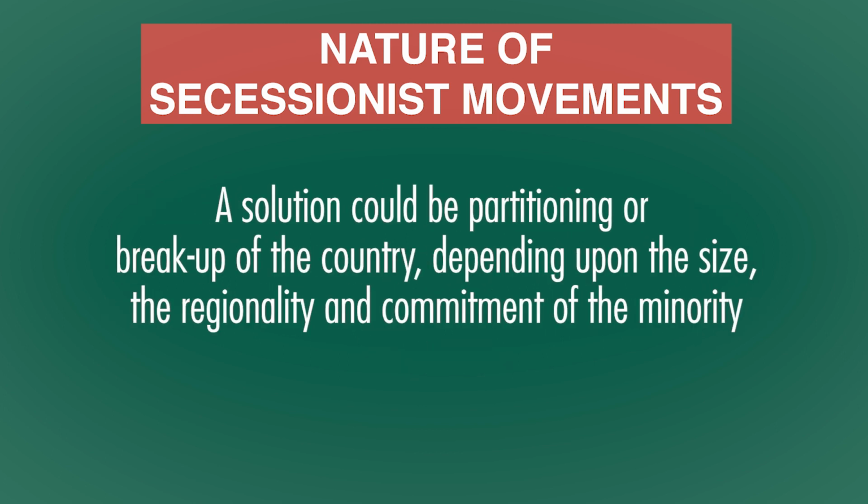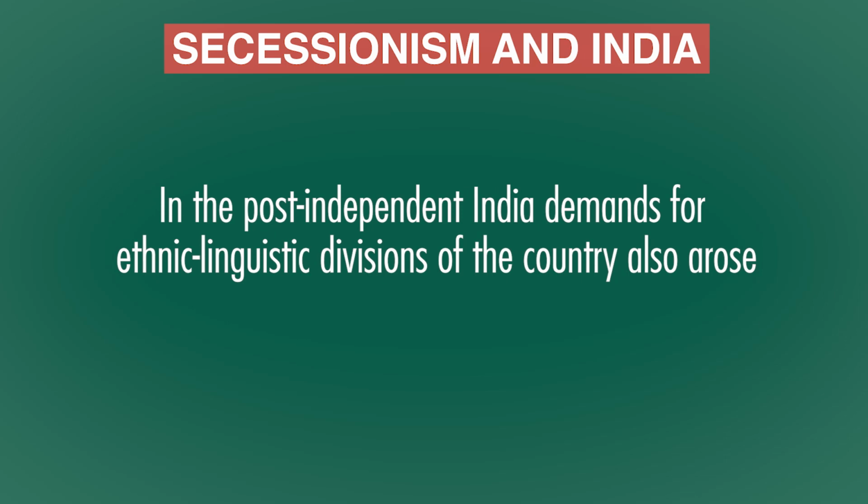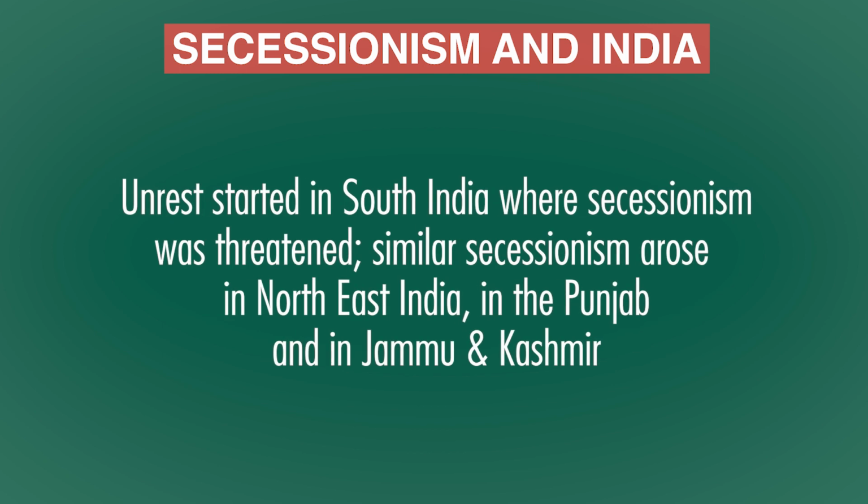A solution could be partitioning or breakup of the country depending upon the size, the regionality and commitment of the minority community to that particular cause. In the post-independent period, demands for ethno-linguistic divisions of the country arose. Unrest started in South India where secessionism was threatened. Similar secessionism rose in Northeast India, Punjab and Jammu and Kashmir. Let us study two important and significant secessionist and autonomy movements in India, Nagaland and the movement for a separate Khalistan in Punjab. Let us start with the Naga movement.